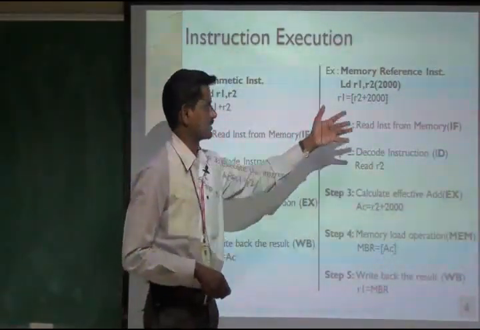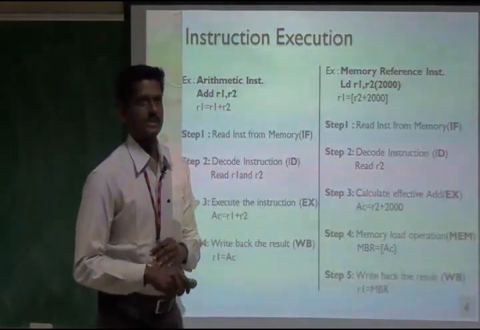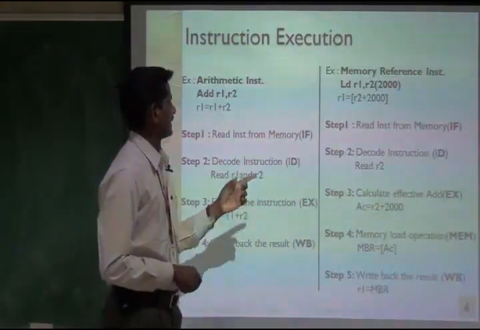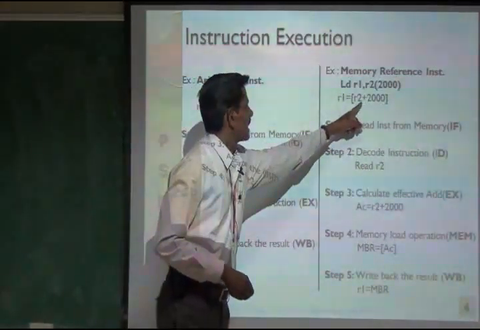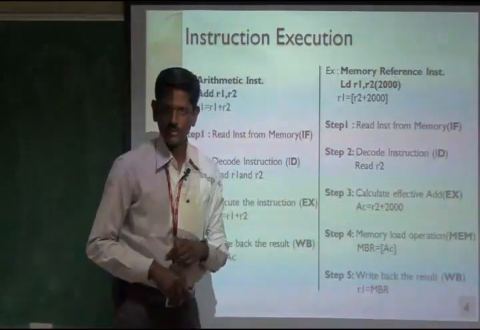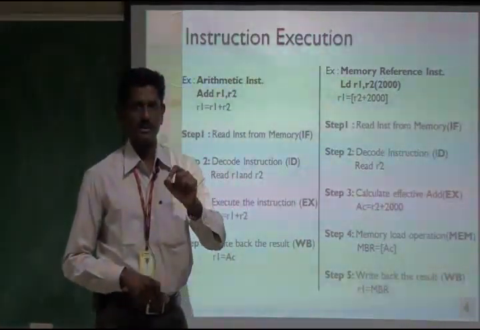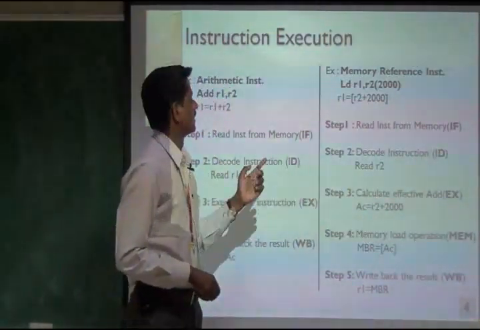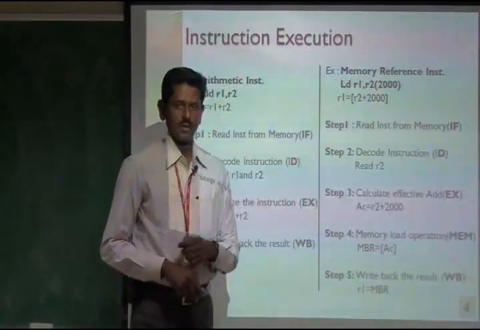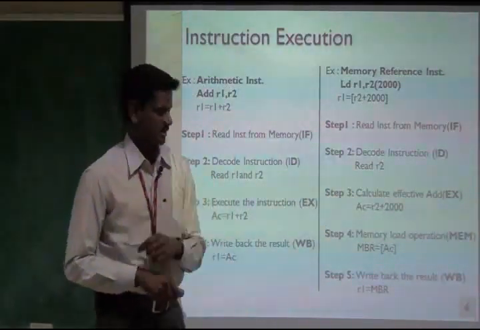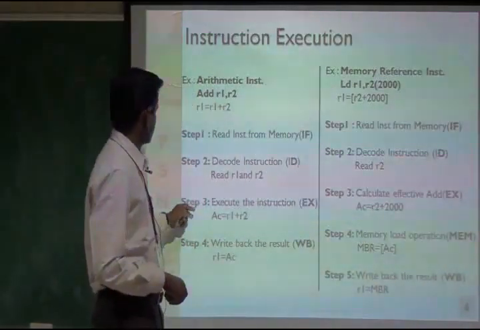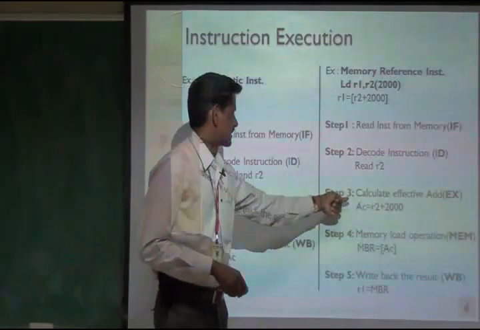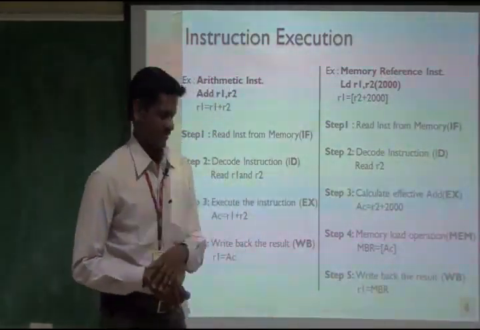In step 1, we read the instruction, that is instruction fetch. Then in stage 2, decode the instruction. For calculating this address, we need the register R2, so the operand is R2, and it must be read here, in step 2. Then in step 3, it calculates the effective address, whereas in an arithmetic instruction, step 3 is used for the arithmetic operation. Here step 3 is used for address calculation.